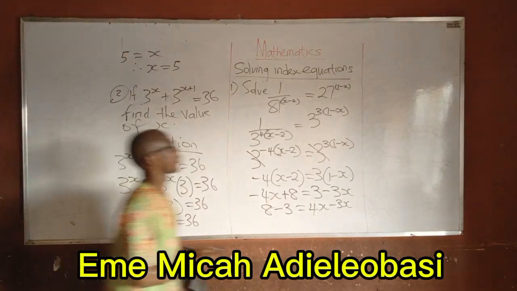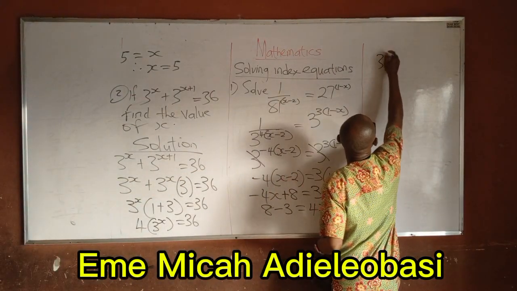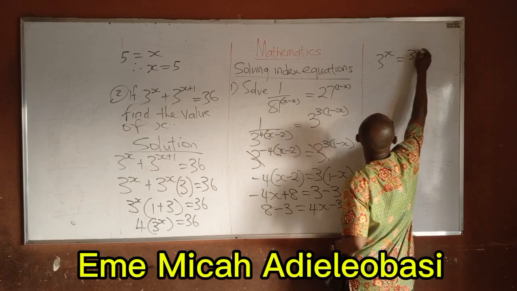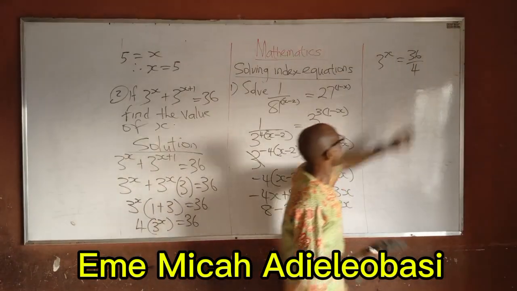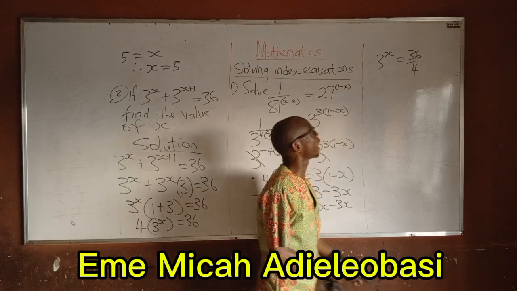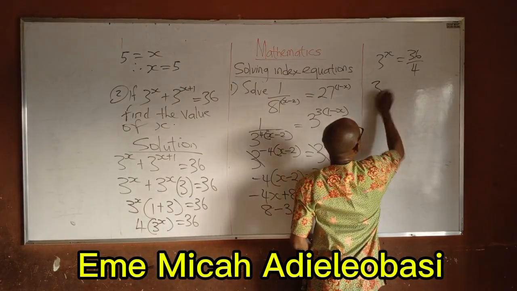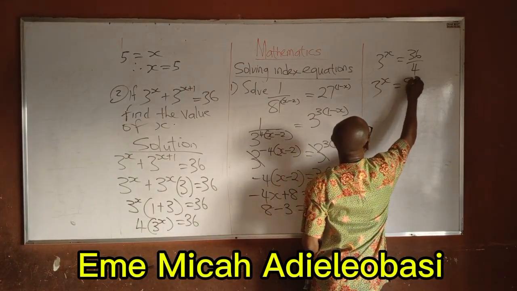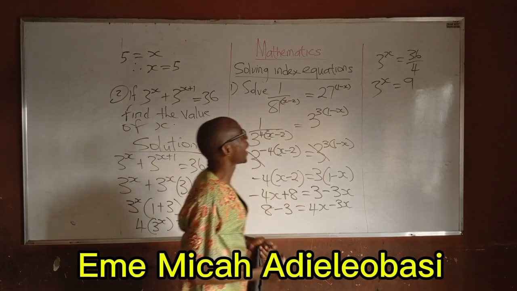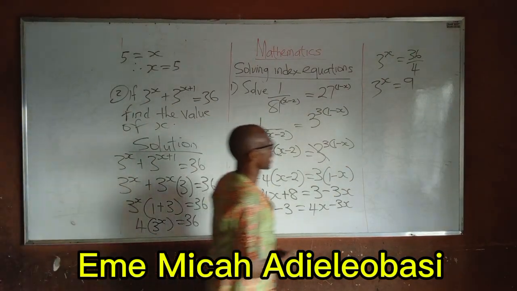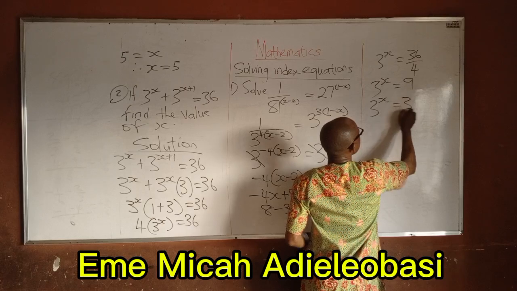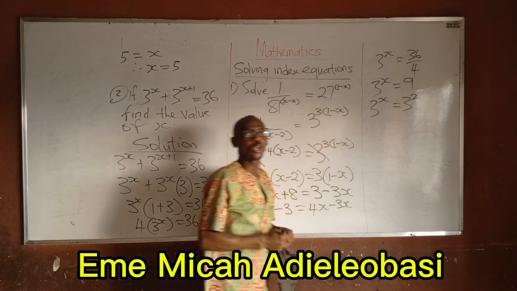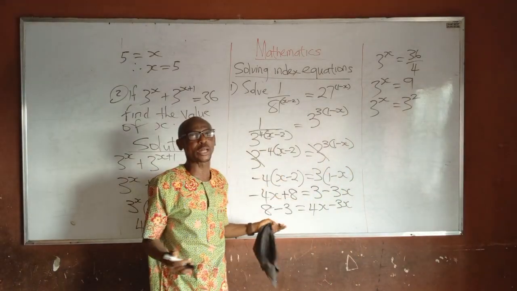So we now have 3 raised to power x is equal to 36 divided by 4. When we divide 36 by 4, we get 9. So 3 raised to power x is equal to 9, and 9 can be written as 3 raised to power 2.